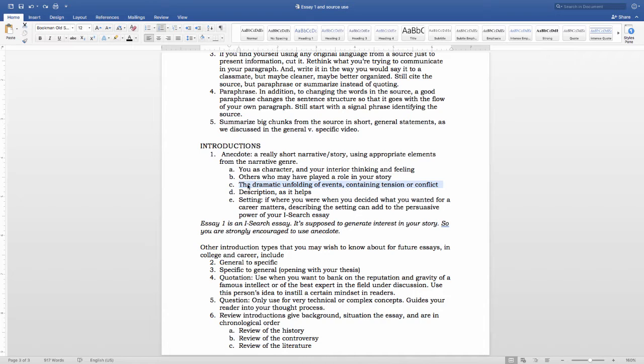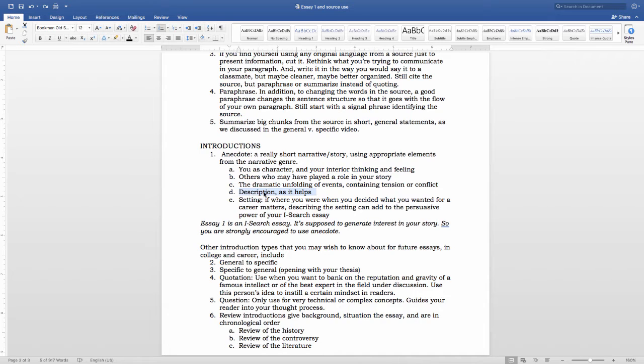A great idea is to have drama. And drama means conflict, it means tension. So the dramatic unfolding of events that contain tension or conflict. That's something, I think, that's really important, because often when we're making decisions of this kind of import, it does have something to do with tension, either internal tension or tension with another person.